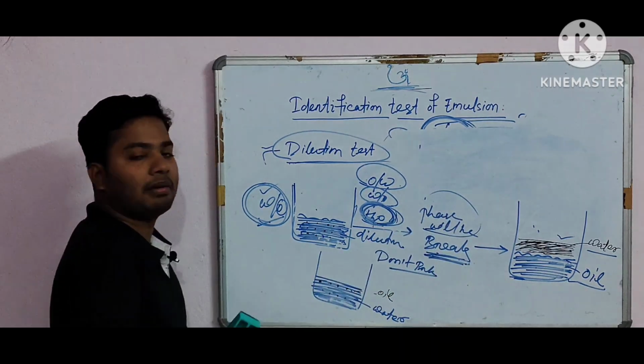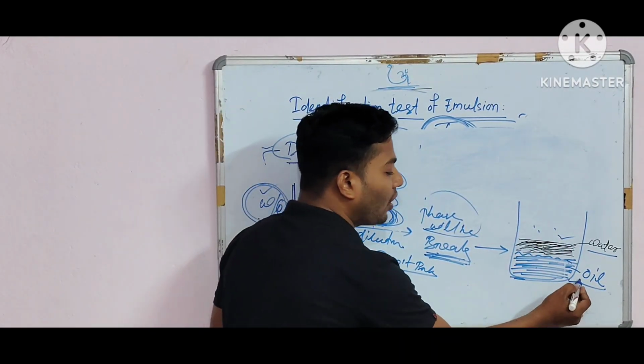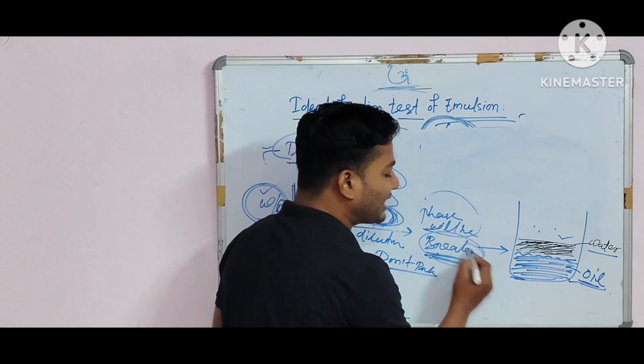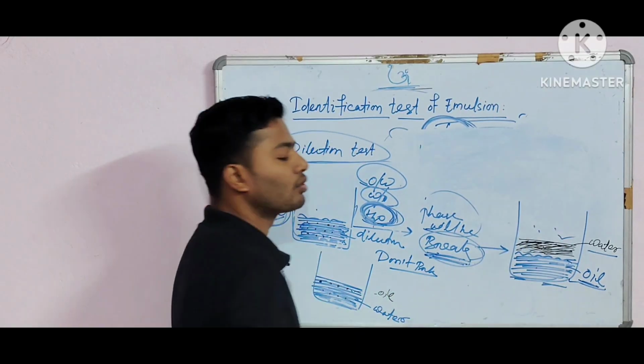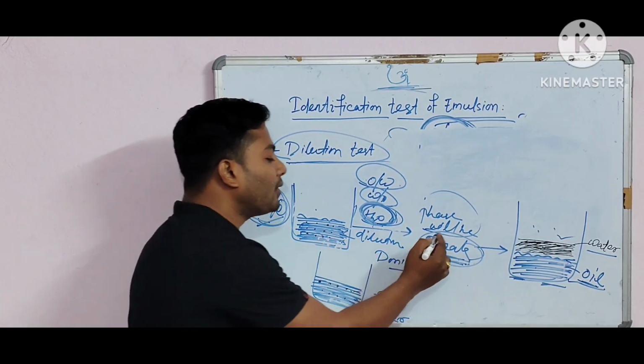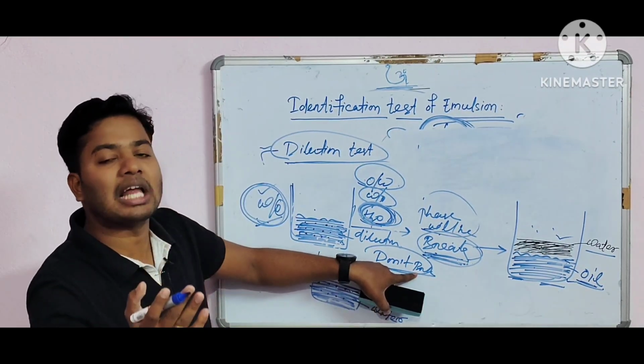Of W/O type of emulsion. Okay, water is separate, oil is separate. So after the phase breaks, this emulsion looks like this. Clear? Next, if the phase doesn't break, which type of emulsion is it?